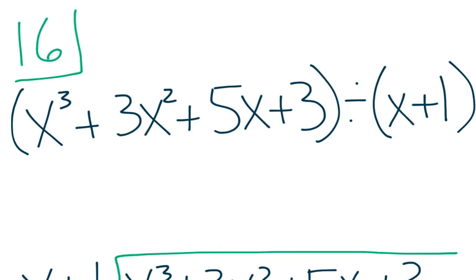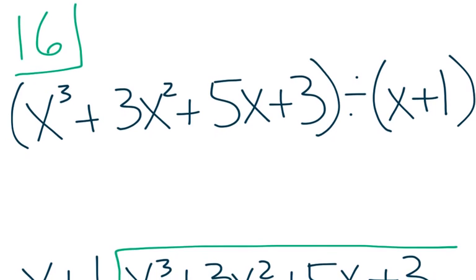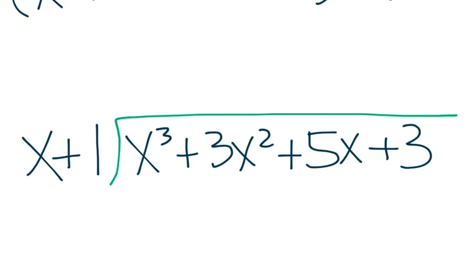Now we have x to the third plus 3x squared plus 5x plus 3 divided by x plus 1. So we're going to see how many times this x can go into x to the third. X to the third divided by x is x squared. Now we're going to take this and multiply each of these. So x squared times x is x to the third, and x squared times 1 is 1x squared.